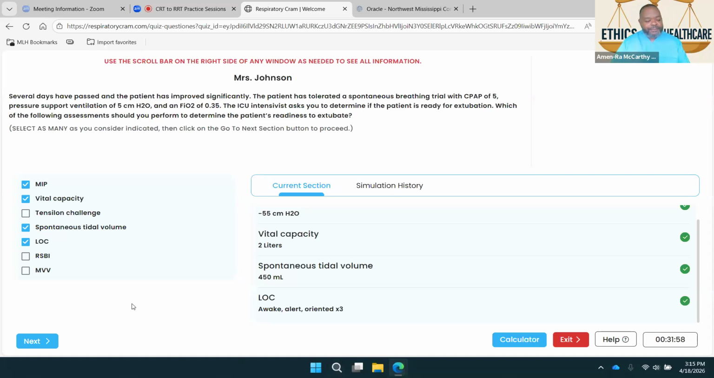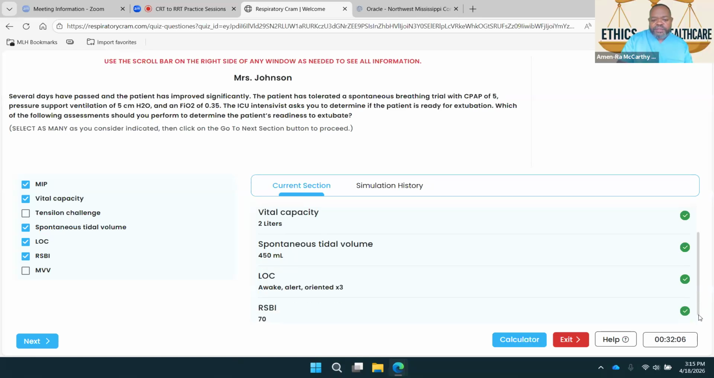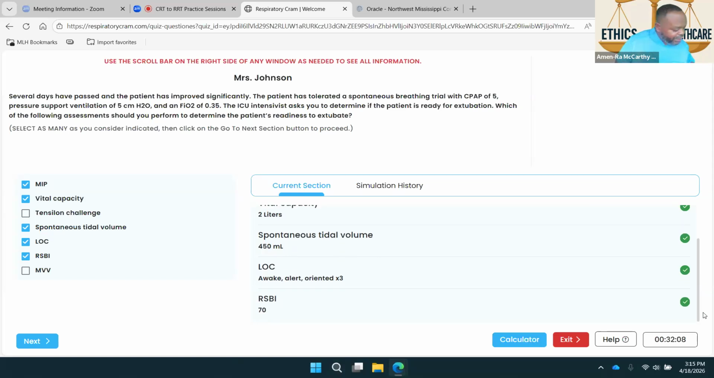What about an RSBI? Yes, let's get an RSBI, rapid shallow breathing index. RSBI is 70. Good. Now, I believe RSBI less than 100 or less than 105 is okay, right? Some places say 80, some places say 100. It just depends. So we'll look to see exactly what the NBRC's cutoff is, but I believe it's 100, okay? But 70, excellent. And then finally, an MVV.